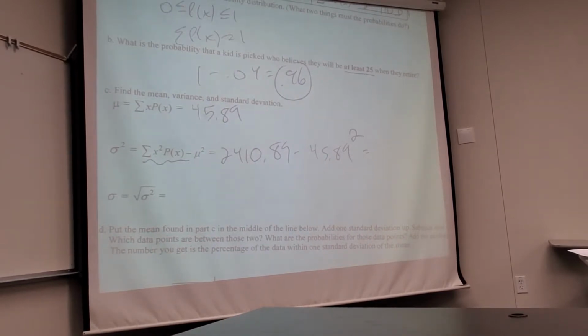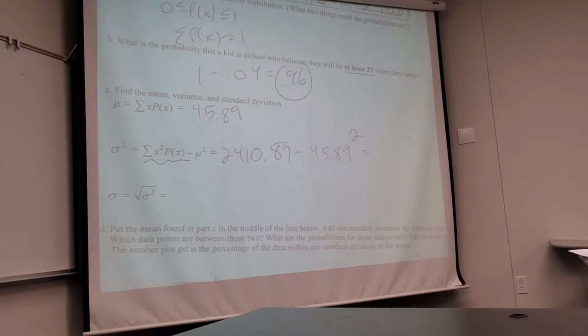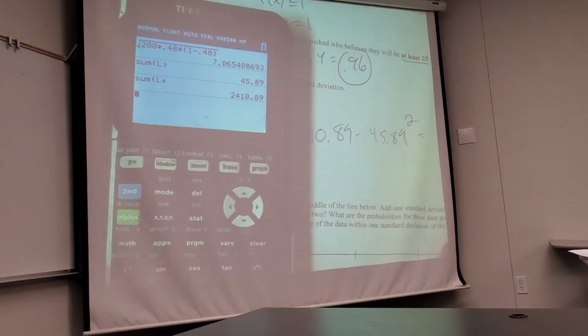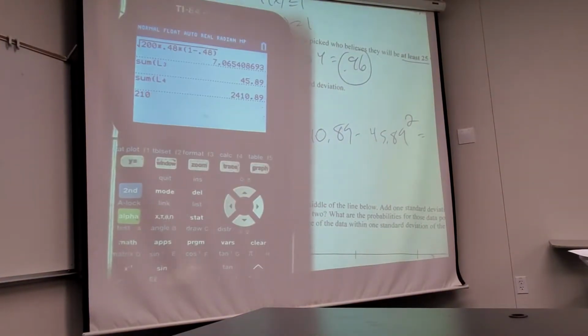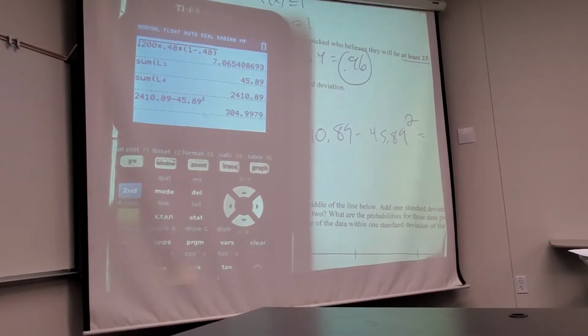How we doing? We all right? Some of you guys are looking at it like, what? But nobody's saying anything, so I'm going to keep going. So if I do that, 2410.89 minus 45.89 squared. There's the variance.